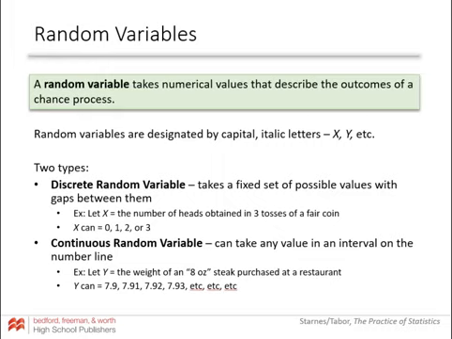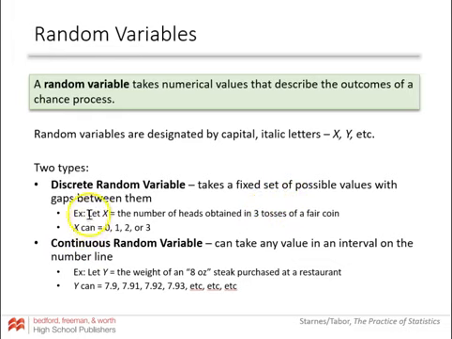They're usually denoted by capital italic letters, so X, Y, whatever. The letter doesn't matter, but it's written as a capital and in italics. There are two types of random variables that we're going to look at. A discrete random variable is a fixed set of possible values, and there are gaps between the values.